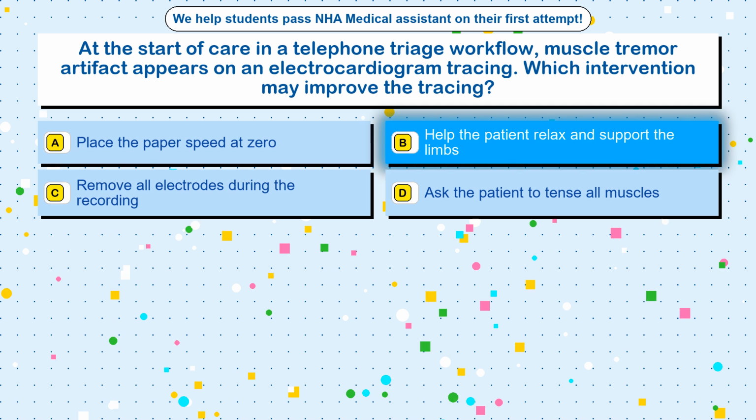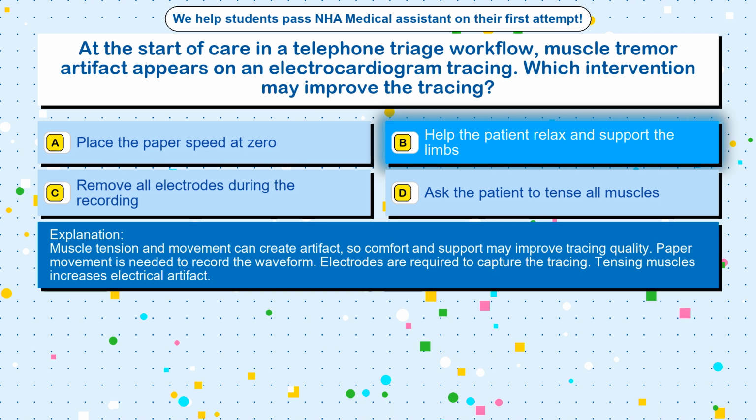The correct answer is option B. Help the patient relax and support the limbs. Muscle tension and movement can create artifact, so comfort and support may improve tracing quality. Paper movement is needed to record the waveform. Electrodes are required to capture the tracing. Tensing muscles increases electrical artifact.